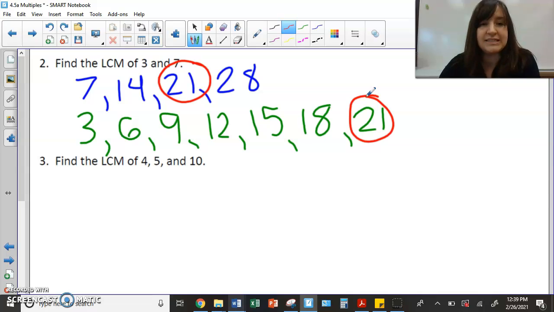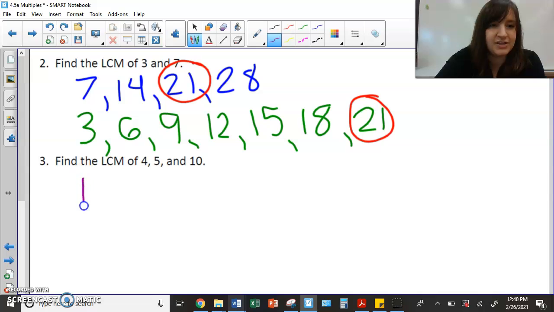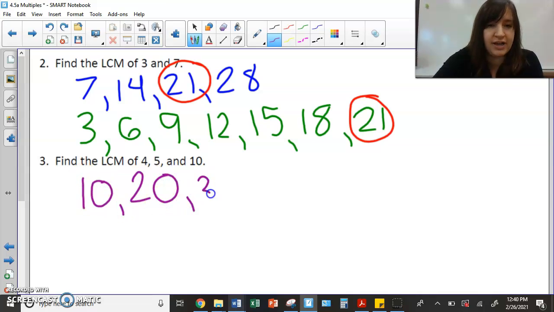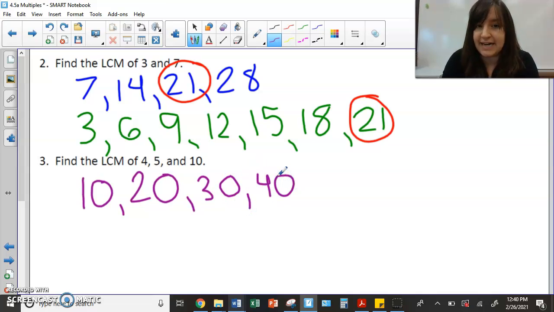So let's look at our least common multiple of 4, 5, and 10. This time I have 3 numbers instead of 2. So I'm going to need to make a list of all 3 numbers so that I can find the ones that all 3 of them have in common. Let's start and we'll make a list of our biggest number first. So we're going to do our 10s first. I'm going to say 10, 20, 30, maybe I'll go to 40. I don't think I'm going to need to go that high, but I'm going to list it out there. Then I'm going to list my next smallest.